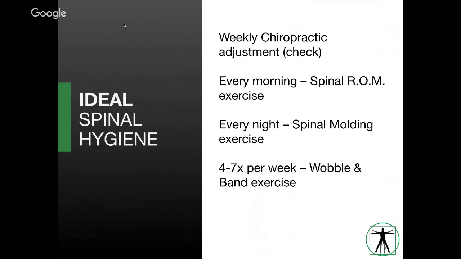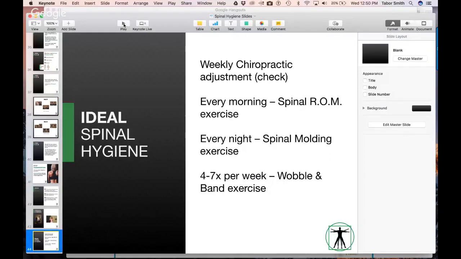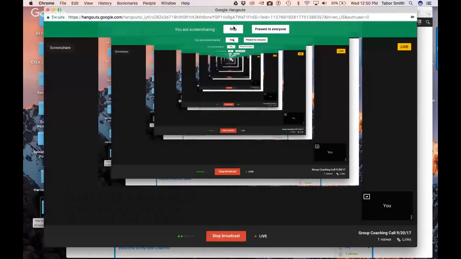Now, the wobble disc and the resistance band exercises, try to get those in 4 to 7 times a week. So you miss one here or there, I'm not gonna jump down your throat. But I need you to do the range of motion and spinal molding every day, and then I need you to do your wobble disc and your resistance bands 4 to 7 times per week. Okay? Awesome. So you just did an entire advanced patient workshop, spinal hygiene workshop.